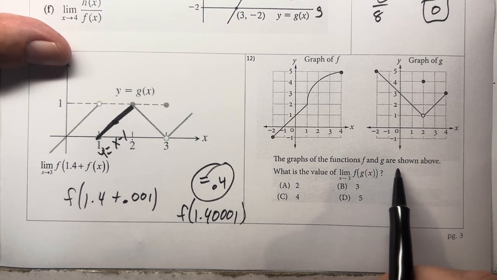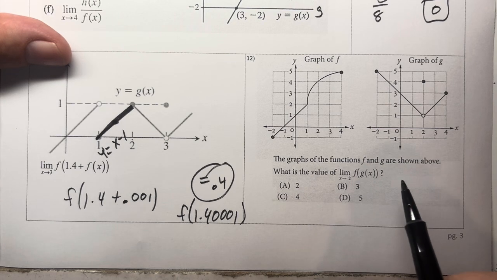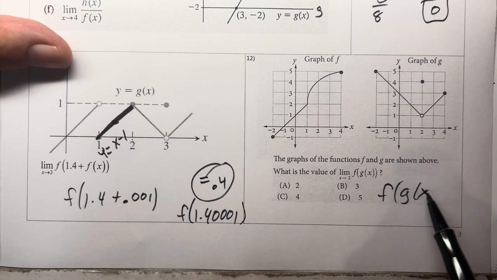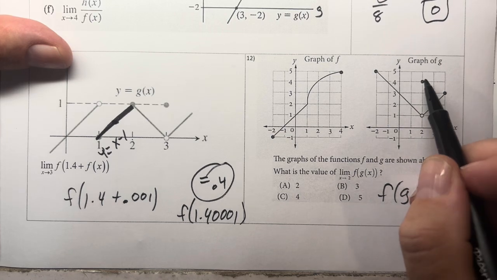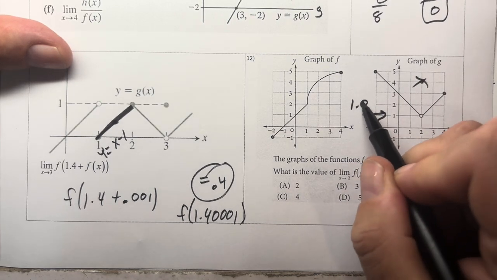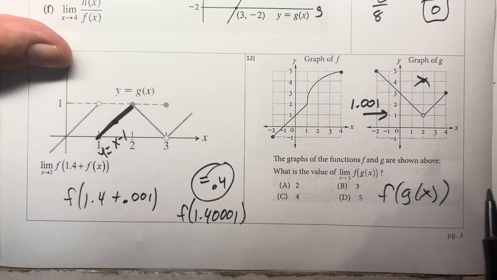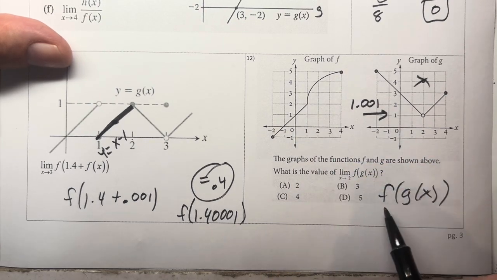All right, f and g are shown. What is the value of f of g of 2? Let's look at g of 2 first. We don't care about that point. We care about this value, which is at 1.001, right? It's definitely above the 1. I don't think that's going to play a role here, though, because f of 1.01 is going to be at 2, and we're going to equal 2.